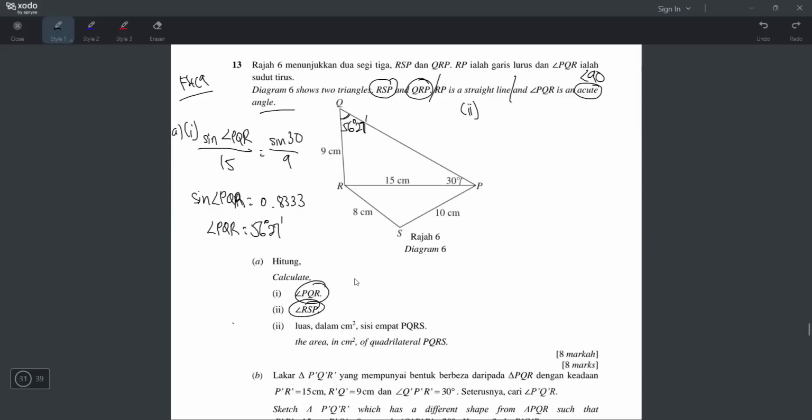Okay, number 2, RSP. So RSP is the angle here. So this angle, how to find it? Of course, you have to use this triangle, right? And you will actually use cosine rule. You cannot use sine rule, this one cannot use sine rule. Because when you want to find the angle and you have all 3 sides given like this, you use cosine rule. This is the case where you use cosine rule.